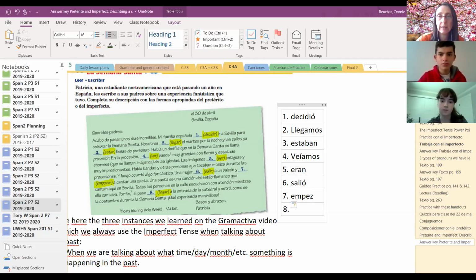Empezó. Excelente. Because? Right. She started one thing, one time. She started to sing. So, empezó a cantar una saeta. Una saeta es una canción del estilo flamenco que cantan aquí en Sevilla. Todas las personas en la calle escucharon con atención mientras ella cantaba. Por fin, el paso... Llegará. And it's one... So it's not ellos, but it's el paso.